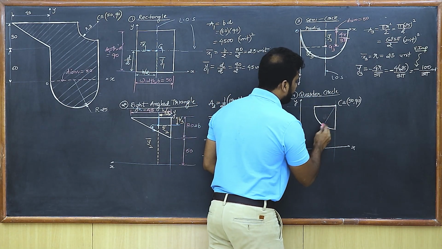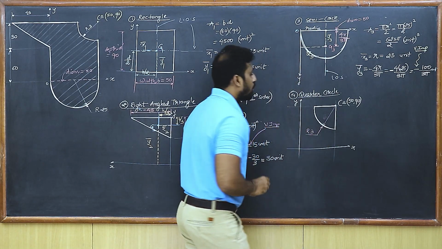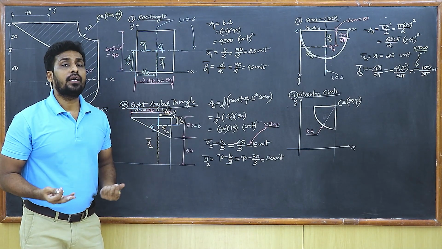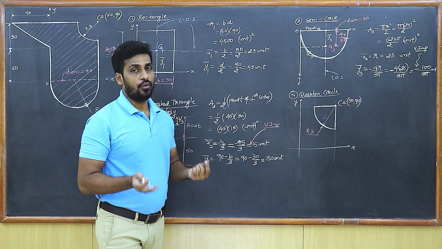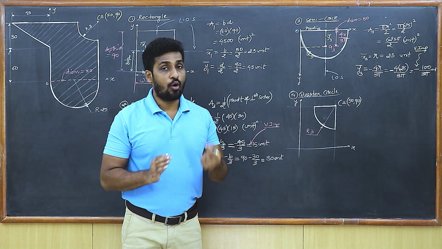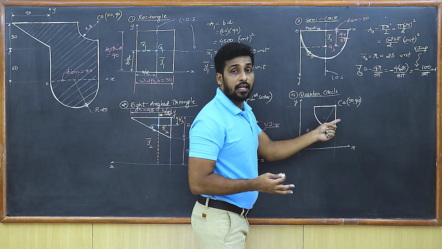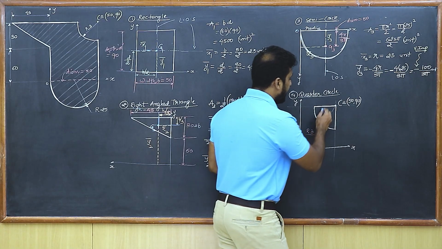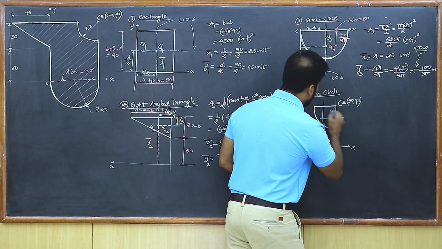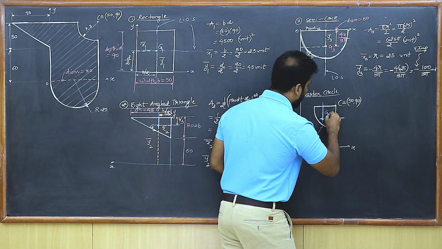Now you tell me, where is the centroid? Students, you can easily observe that the quarter circle is in the first quadrant. So definitely the centroid is also going to lie in the first quadrant. Now students, it is always at a distance of 4r upon 3 pi from the radii of the quarter circle. You can easily observe that this side and this side are the radii, isn't it? So I can say that the centroid is definitely going to lie at a distance of 4r upon 3 pi. So that's G4, isn't it?